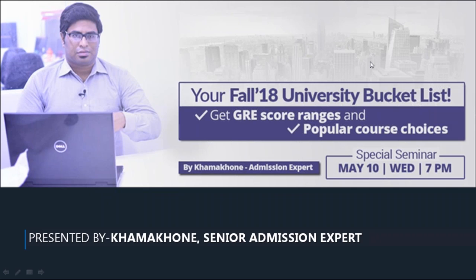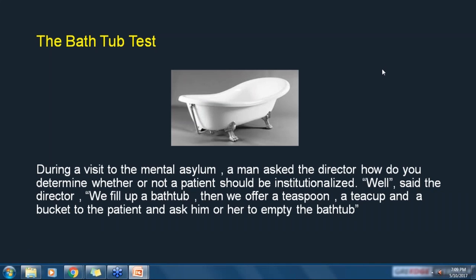This is what we'll see: what is a profile, why it's important to select universities according to your profile, how you should shortlist universities for your profile, the 10 most popular courses in the US to be considered, and universities to be considered. Are you able to see the screen?